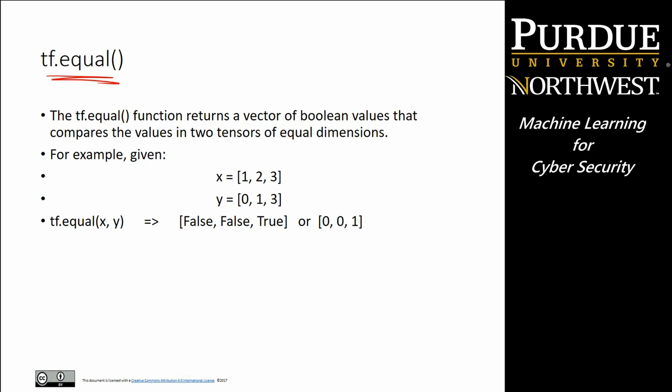The TF equal function returns a vector of Boolean values that compares the values in two tensors of equal dimensions. That's handy, right, when you're predicting actual versus predicted, because it's going to tell you if there's a match or not. So given x and y, we can do TF equal x and y, and this is going to return what? We compare. These are not equal, so that's false. These are not equal, that's false. These are true. Or equivalently 0, 0, 1. Right? And so that's what that function does.